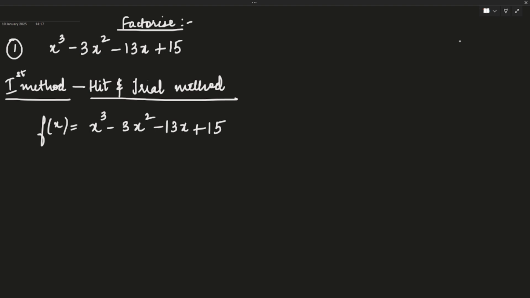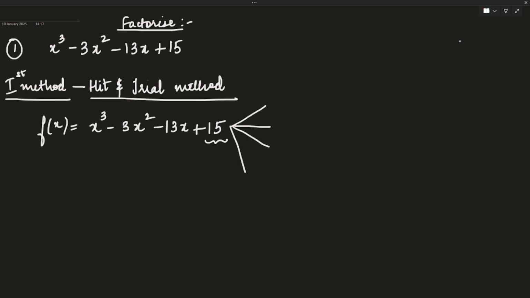What we do in this method is we first look at the constant term of our expression. What is the constant term in this expression? It is 15. So we just take out the factors of 15, and we take into consideration both its positive and its negative values. So what are the factors of 15?